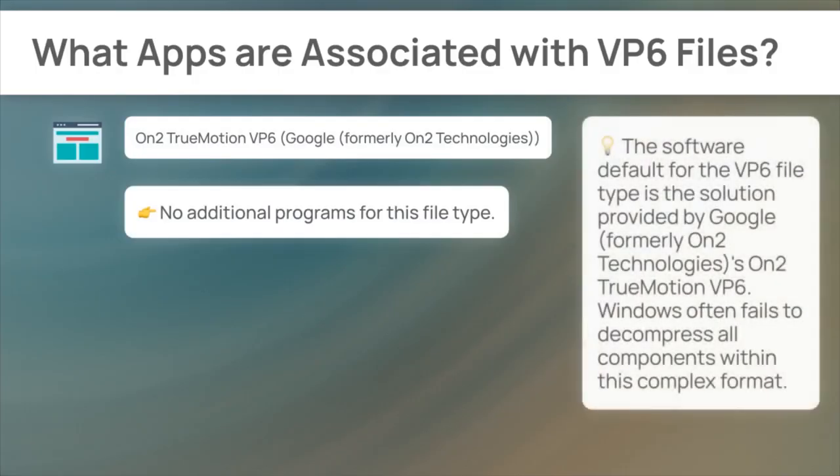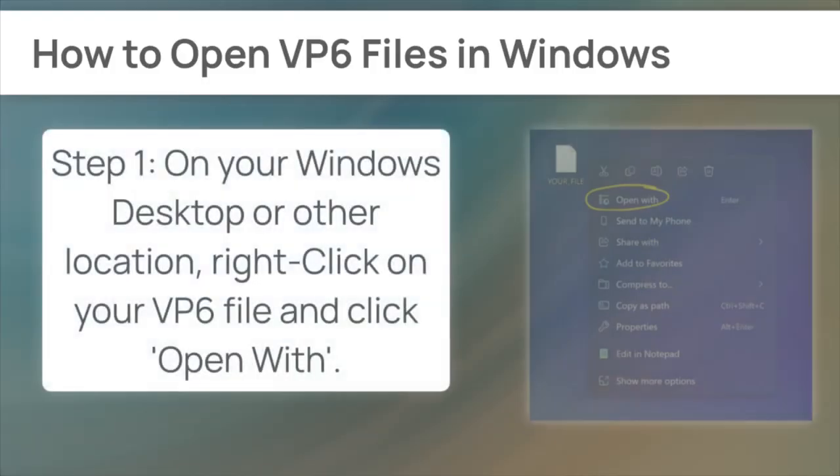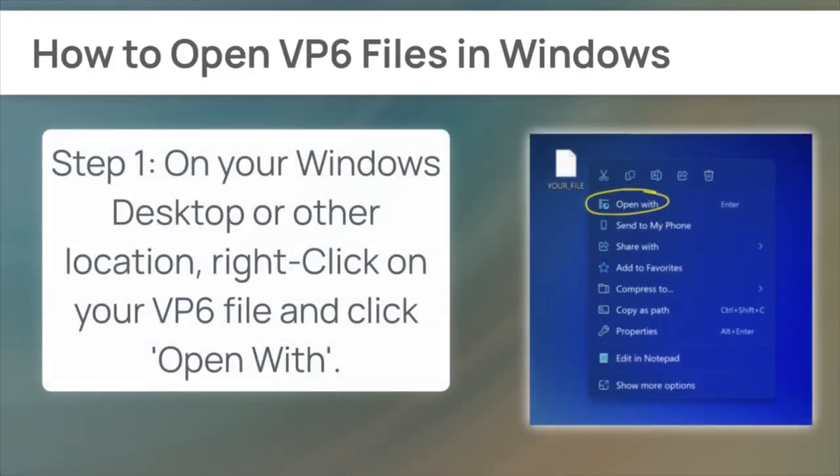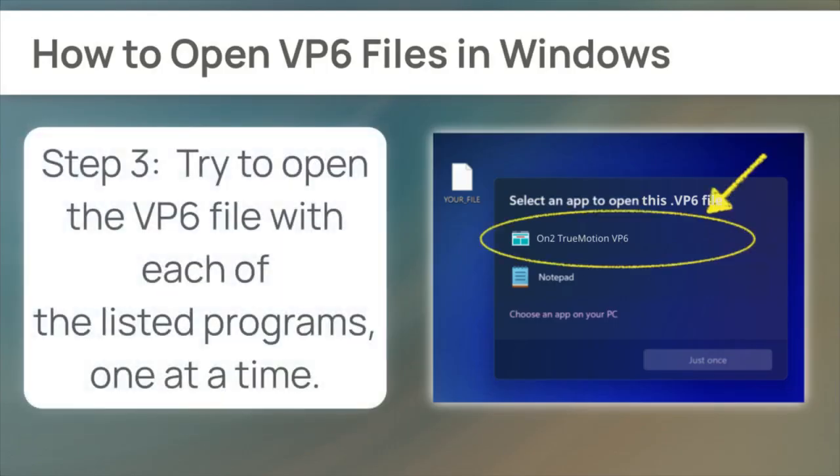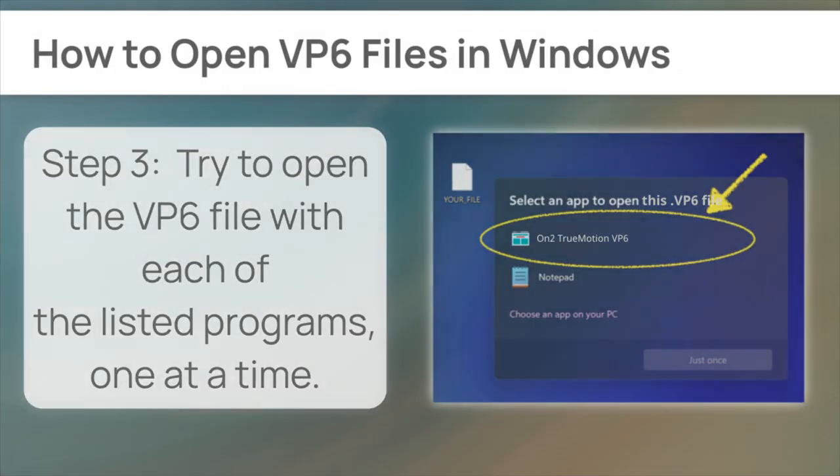The core professional tool for handling the VP6 format is On2 TrueMotion VP6 from Google, formerly On2 Technologies. Windows cannot verify the file's internal manifest, preventing safe decompression. Windows provides a simple playback experience, while editing workflows demand advanced tools. To open this specific VP6 file, right-click your file and select Open With. If On2 TrueMotion VP6 is available, use that first. If it's missing, choose another program. Don't worry if it takes a few attempts to find the right software.